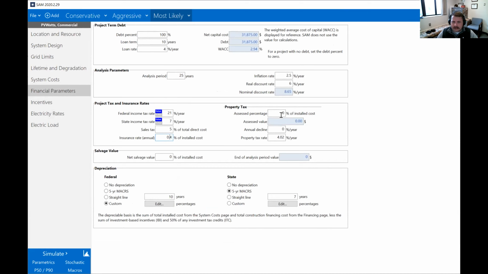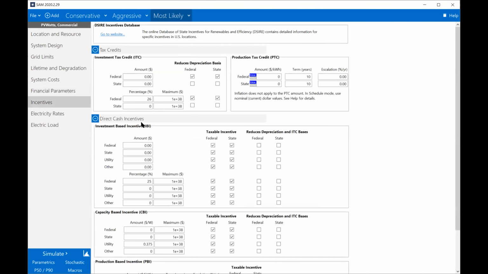Do they have property tax in Ohio? Should I add that back in? No, commercial systems are exempt in Ohio. So most likely I'm going to say it's going to be 0. No property tax and no sales tax. We're good there. We're going to go to incentives.